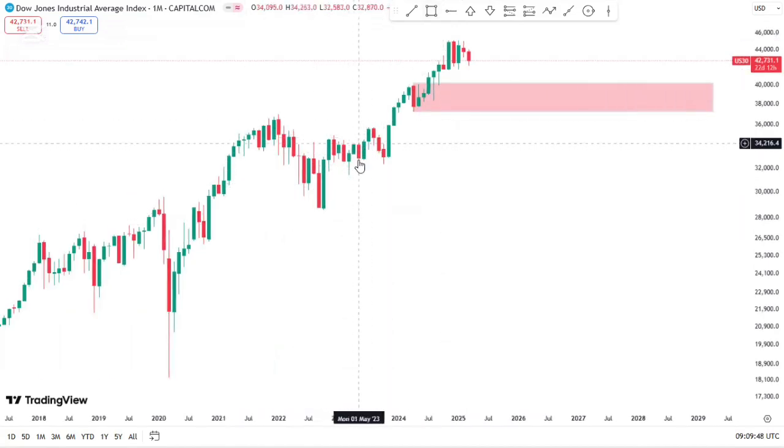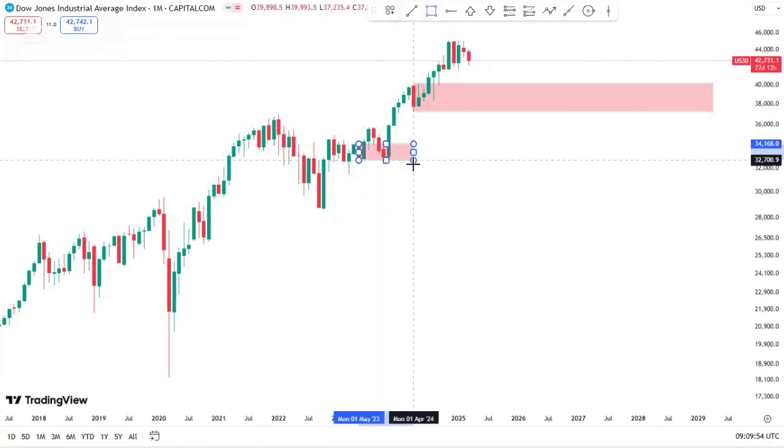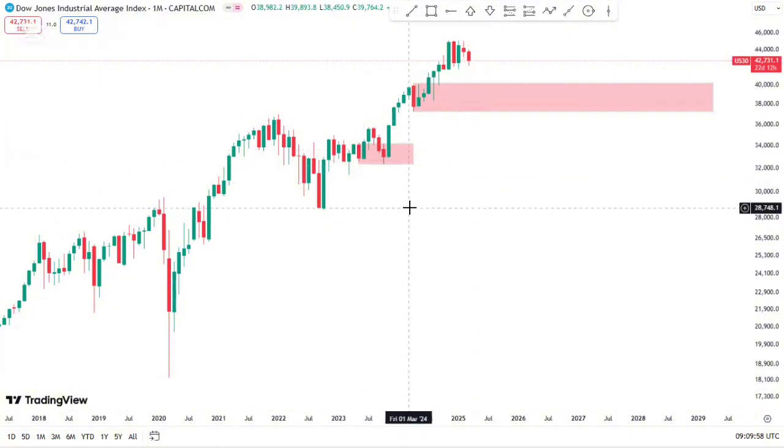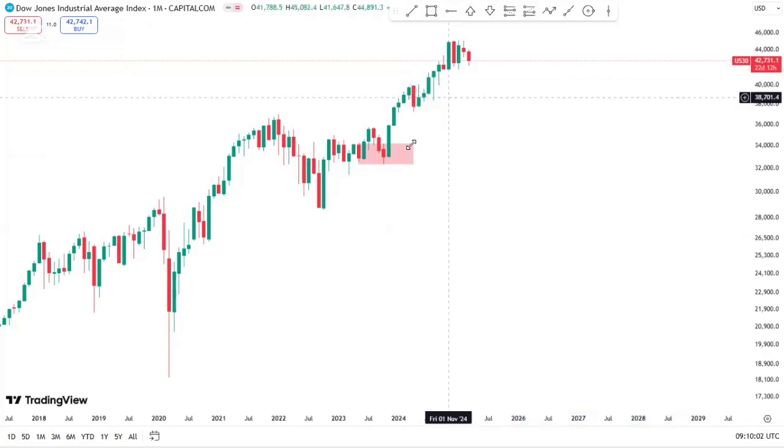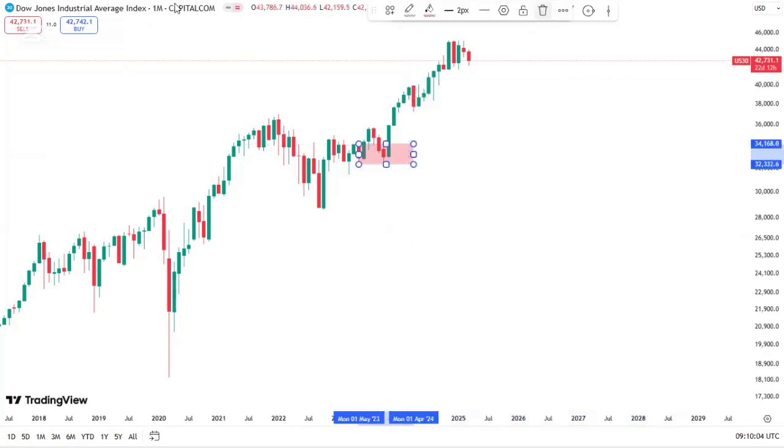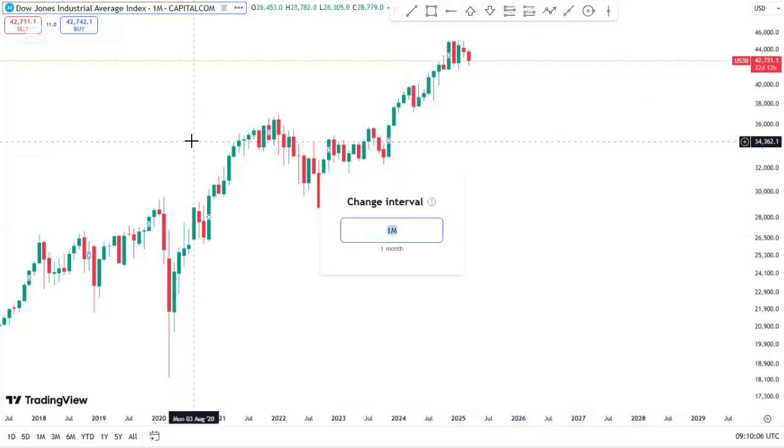A rally, a base, and a rally. What do you do? You wait for the market to come back and test the base. The market came back to test the base. This is what happened. The market continued with the trend, but we are not going to focus more on higher time frames such as monthly. We'll go down with the time frames.